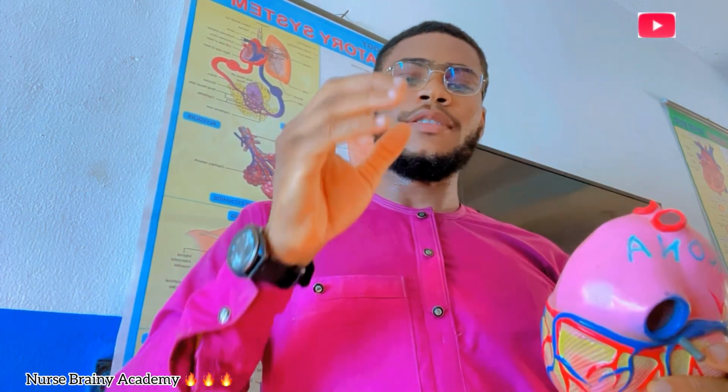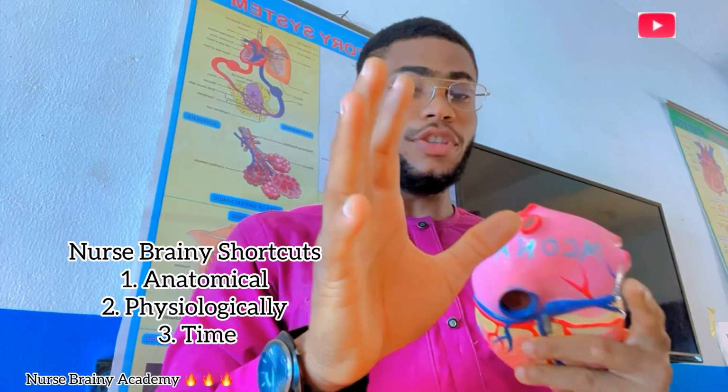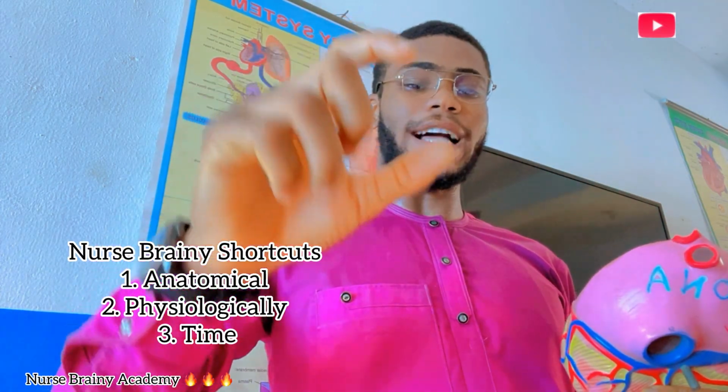Now, this is where questions come out from in your exam, from these types. Many students tend to intertwine these. They tend to intertwine them: which one is right-sided? Which one is left-sided? Now, this is Brainy shortcut. When you are asked about CCF, the first thing that should come to your mind is: is it anatomically, is it physiologically, or is it based on time? Brainy shortcut for CCF: anatomically, physiologically, and time.